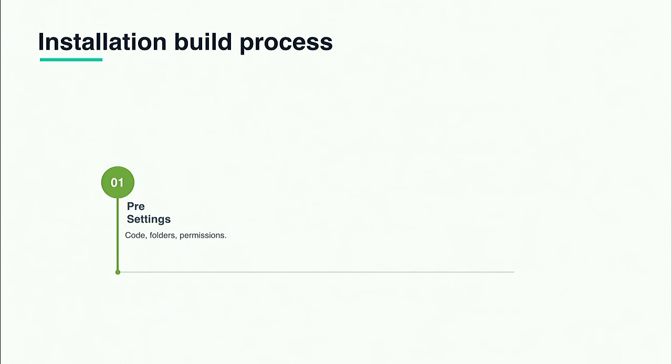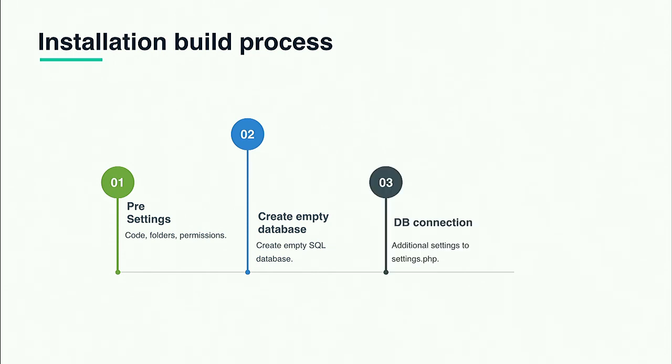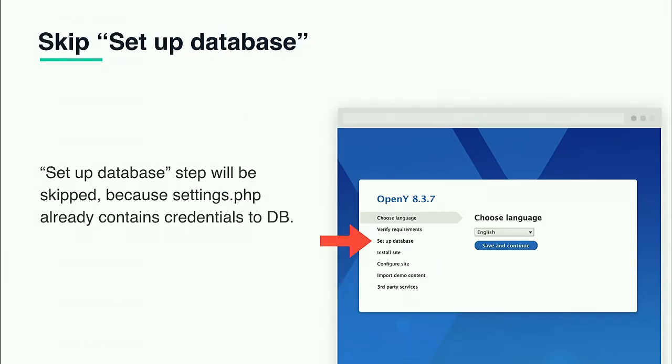The process is almost similar. So first step, code, folders, permissions. Then a magic trick to create an empty database. Then add credentials manually to settings.php, and then send the report. Whenever you have an empty database and you have credentials in settings.php, the step with setting up the database will just be skipped. So choosing language, verifying requirements, and setting up the database will be skipped, and you will just install the website. So that's pretty simple. However, it will give you an ability to test the installation process separately.